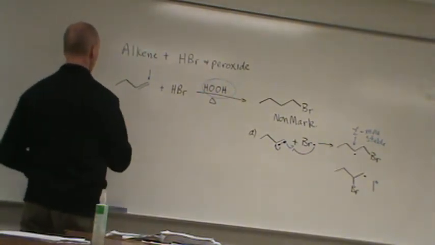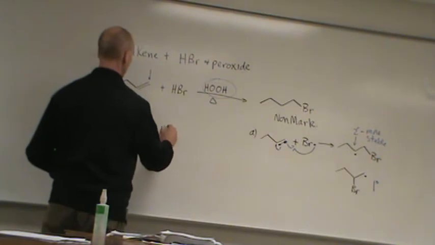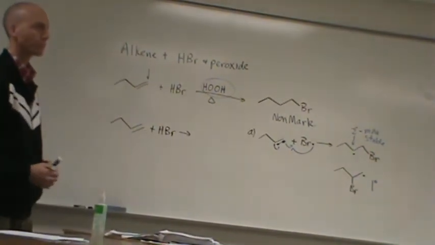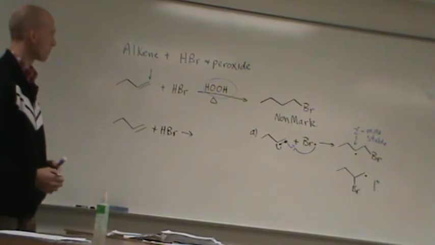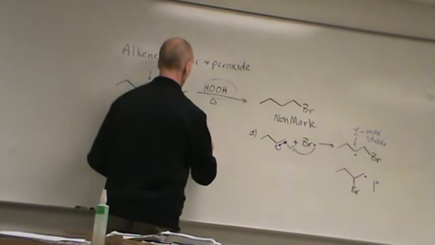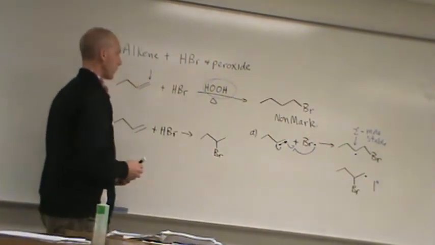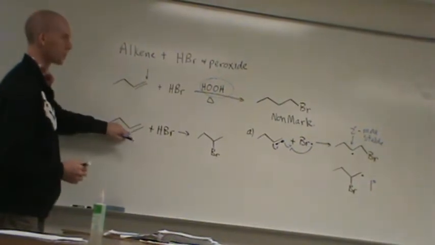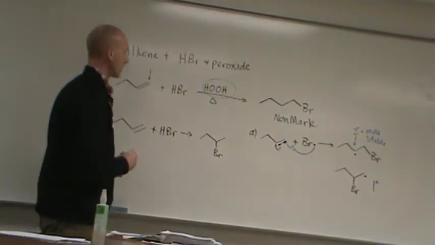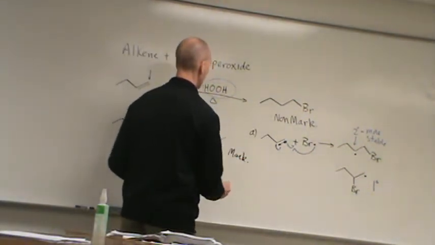we took and did, say, a reaction like that, where I did not have peroxide, and the bromine went on the more substituted carbon of the double bond. Remember that? And so this was the Markovnikov product.